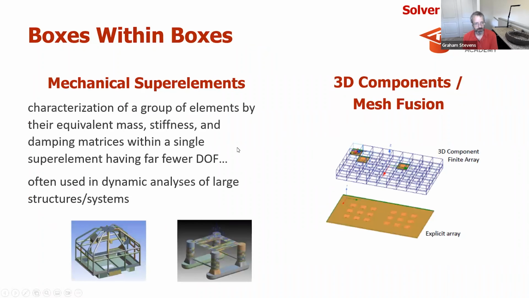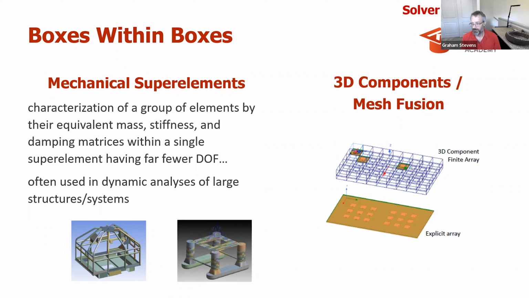And then we can also think about box within box strategies. So in Mechanical, there's something called super elements, where you characterize a group of elements by their equivalent stiffness, mass, and damping matrices. So you run an analysis, you characterize it well, and then you create this super element that has far fewer degrees of freedom and replicate and use that super element in large structures or systems. And that can then save a lot of time when you're doing superstructure analysis.